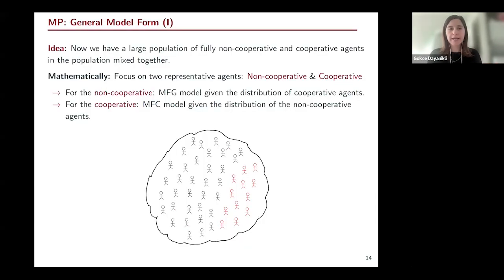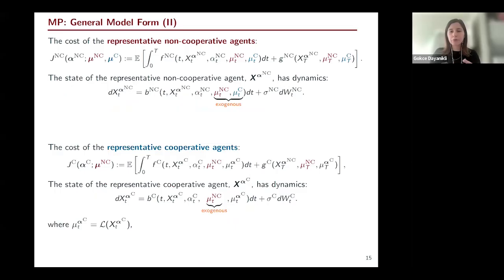So in the mixed population case, now we have a large population of fully non-cooperative and cooperative agents mixed together. So we can focus on two representative agents, one for the non-cooperative and one for the cooperative. For the non-cooperative one, the problem is going to be a mean field game model given the distribution of the cooperative agents. And for the cooperative one, it is going to be a mean field control model given the distribution of the non-cooperative agents. So previously in the mixed individual case, we had one representative agent, but in this one, we need to have two.